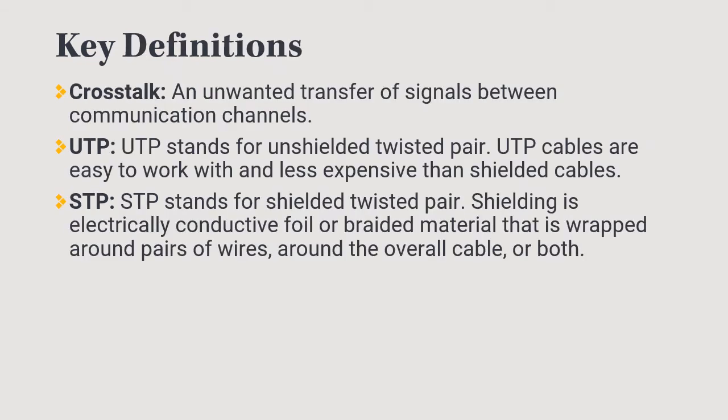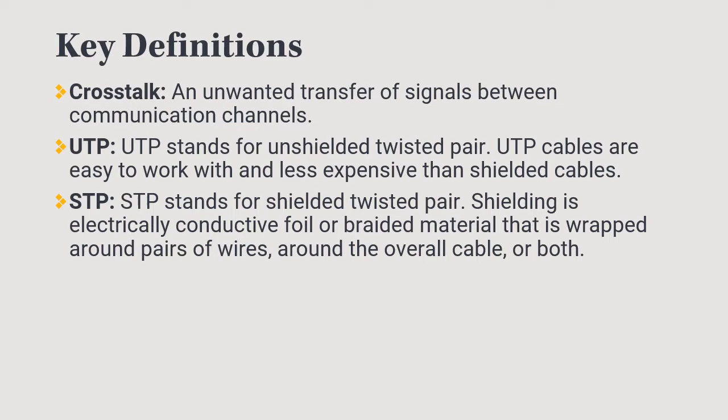Crosstalk is any time that we have a transfer of signals between our communication channels. We typically use it to indicate interference that comes between, for our twisted pair cables, the twisted pairs, not necessarily something external. UTP stands for unshielded twisted pairs. These are cables where we have twisted pairs of wires, and they're just covered by a plastic sheeting. There's not really any additional shielding from electromagnetic interference.